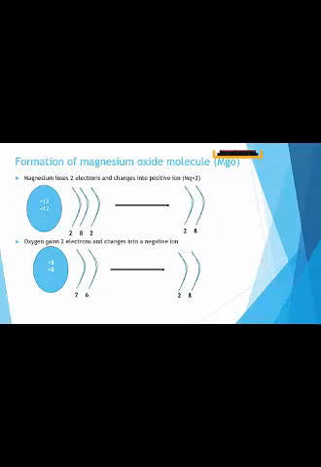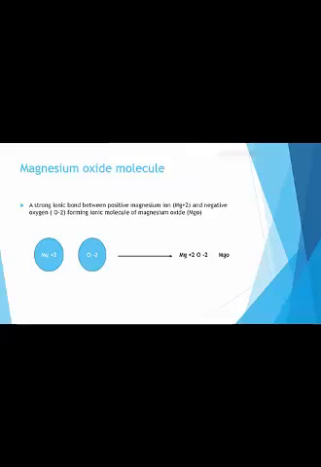The second example is magnesium oxide, MgO. Magnesium will lose two electrons and change into a positive ion, Mg2+. Oxygen, on the other hand, will gain two electrons and change into a negative ion, O2-. So magnesium oxide is formed by a strong ionic bond between the positive magnesium ion, Mg2+, and the negative oxygen ion, O2-, forming an ionic molecule of magnesium oxide, MgO.